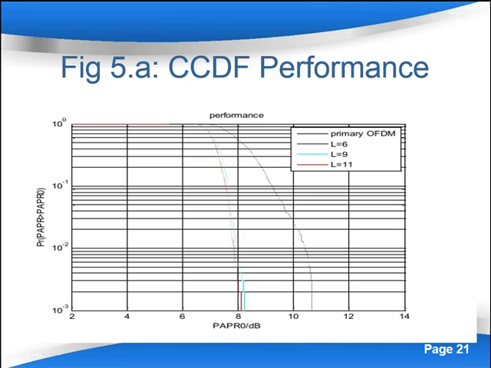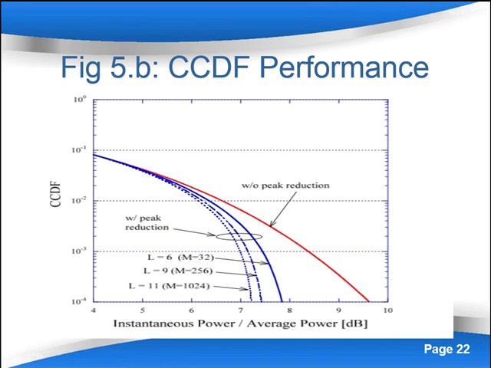CCDFs of instantaneous power of the OFDM signal normalized by average power are shown in figure 5, where QPSK is used as subcarrier modulation and the number of clusters is 6, 9, and 11, which corresponds to the number of candidate sequences in the set of 32, 256, and 1024. Figure 5a shows our result in our project, and figure 5b is adapted from the original paper.